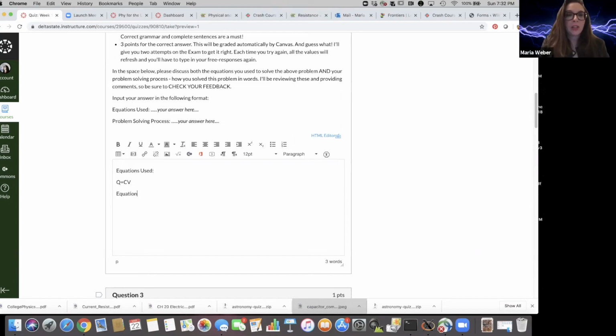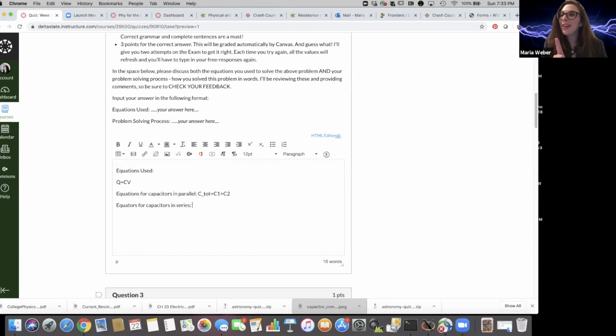So maybe I'll put these on separate lines here. Equations for capacitors in parallel, so that the total capacitance was equal to C1 plus C2, okay? So the total capacitance for capacitors in parallel, we sum them up. Now, equations for capacitors in series. Capacitors in series are a little bit more complicated. Remember that 1 over the total capacitance is equal to 1 over capacitance 1 plus 1 over capacitance 2.